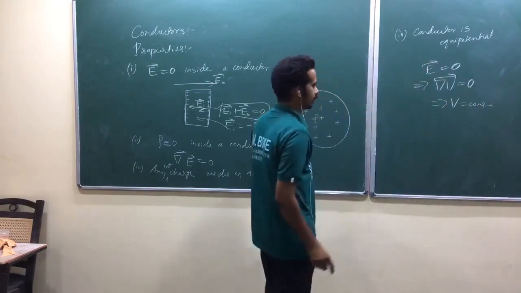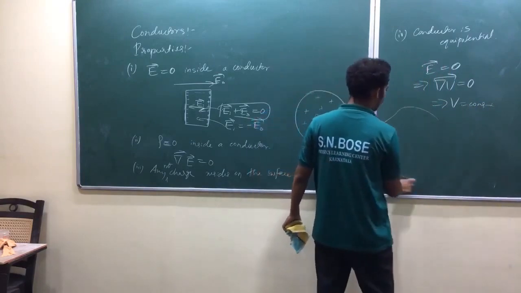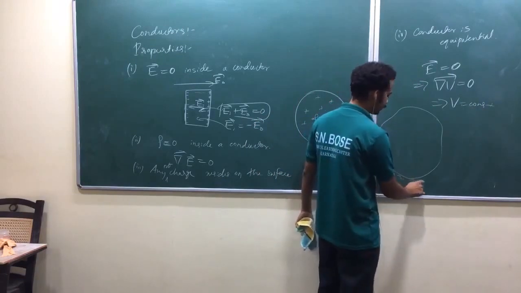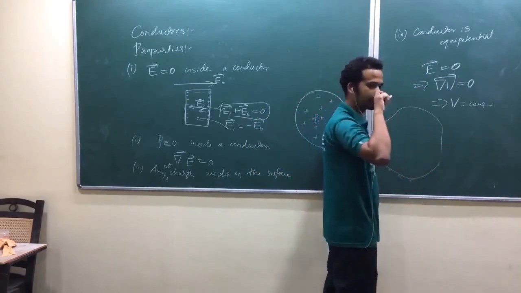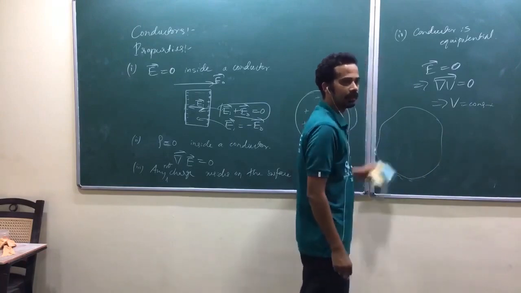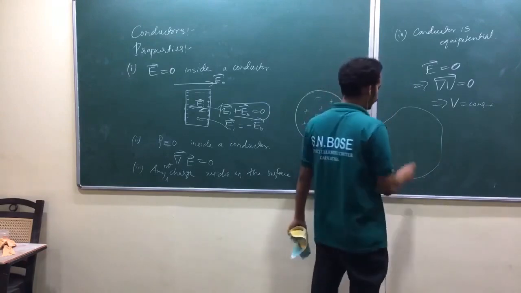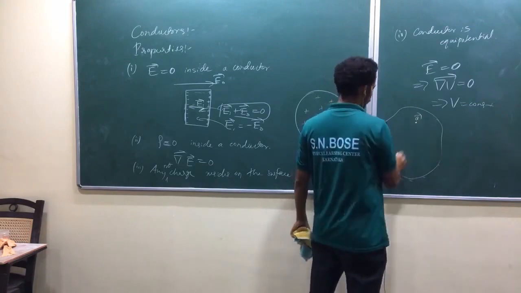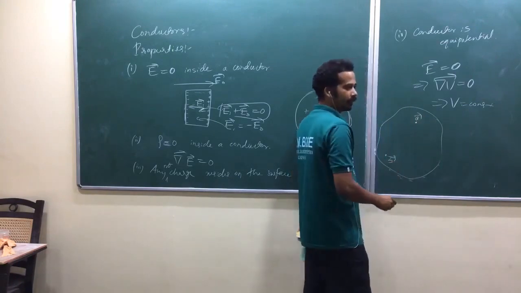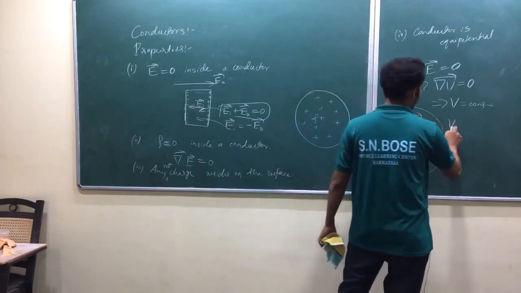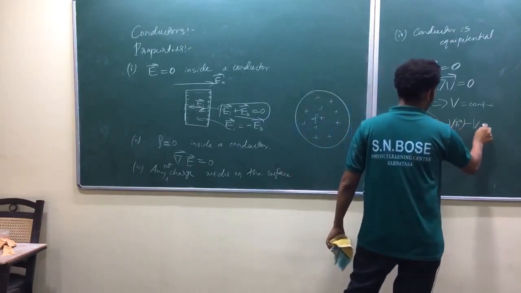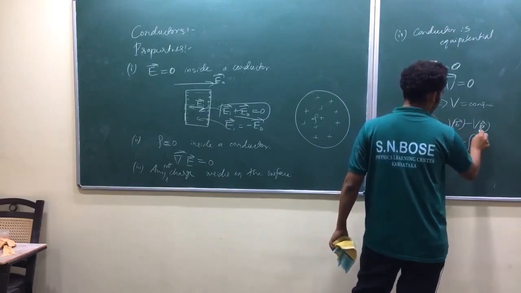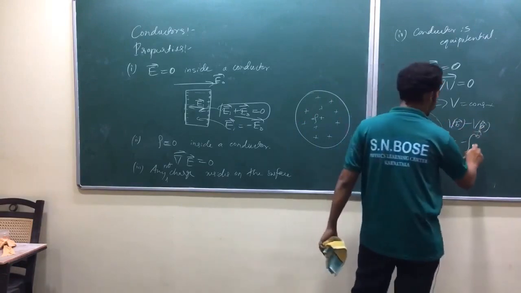Another argument is to take any arbitrary conductor. If there is any charge, it will reside on the surface. Inside, the electric field is 0. Now take any two points inside the conductor, A and B. Take this line, so what is VB minus VA? Minus the integral from A to B of E bar dot dL bar.